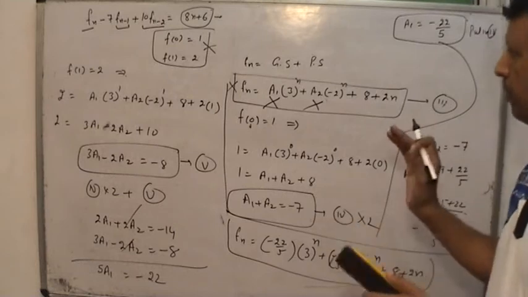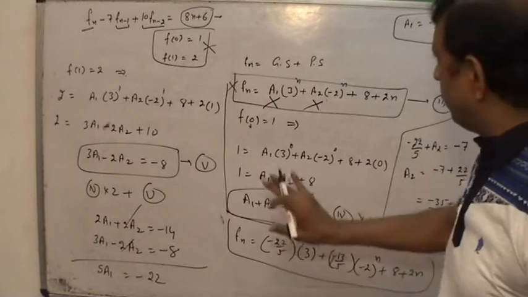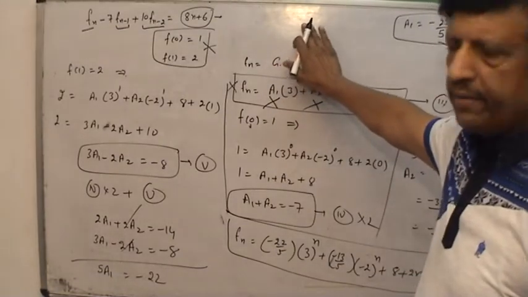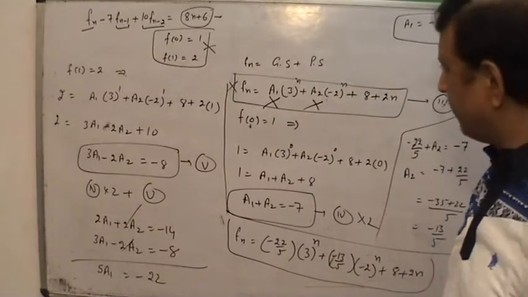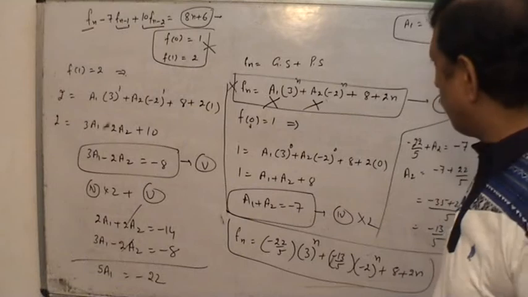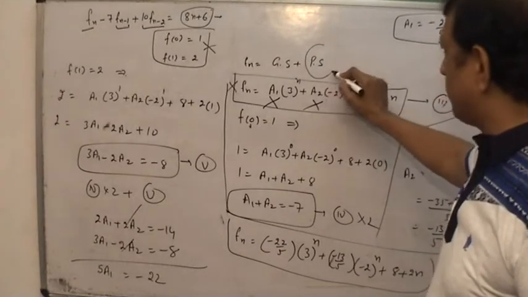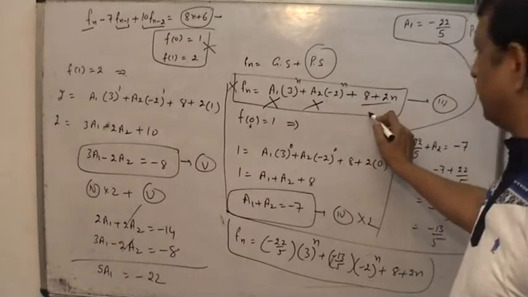Remember one thing, only sometimes we can represent only the particular solution. Then no need to find out these homogeneous solutions. Only start with, let the particular solution be equal to this, and end it at this point.